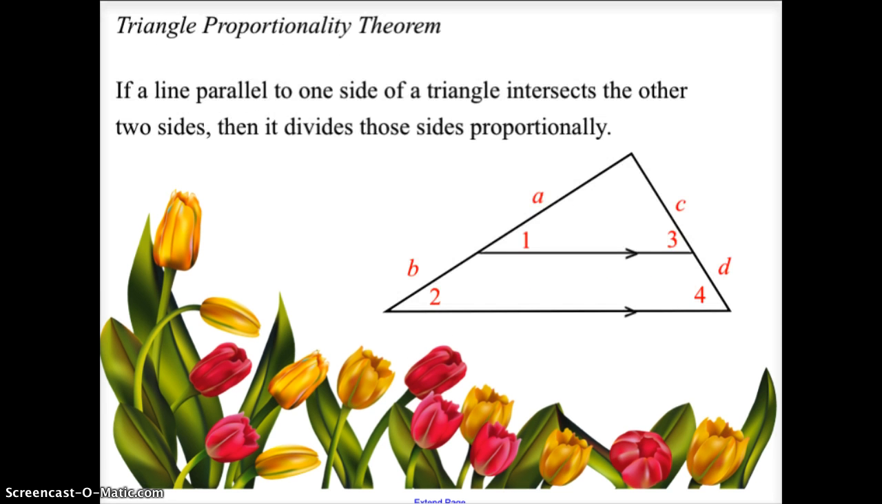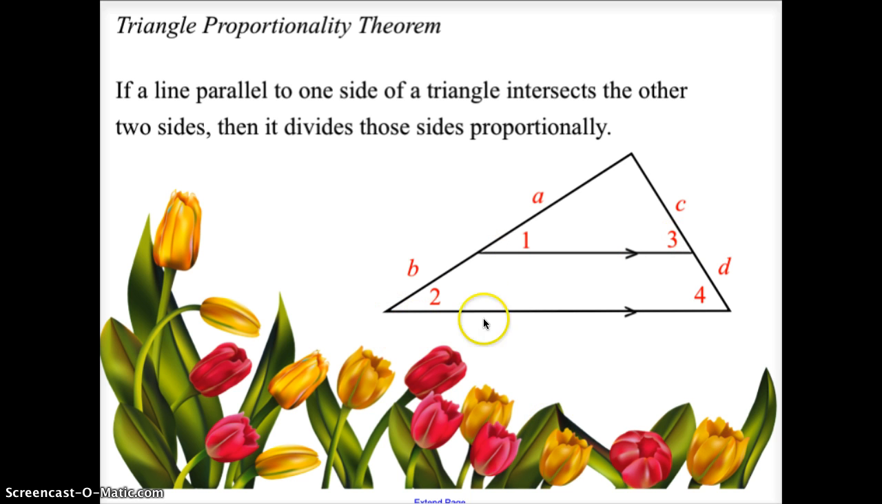The first theorem in this section is the triangle proportionality theorem. If a line parallel to one side of a triangle intersects the other two sides, then it divides those sides proportionally. Think back to the theorem that we used when we had a triangle and we talked about its mid-segment. Remember that theorem said that if a line contains the midpoint of one side and is parallel to another side, then it cuts through the midpoint on the third side of the triangle. Well, now when we're talking about proportionality, we mean the same thing.